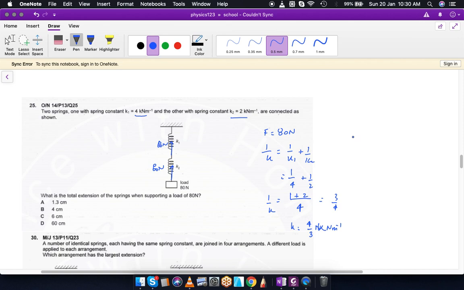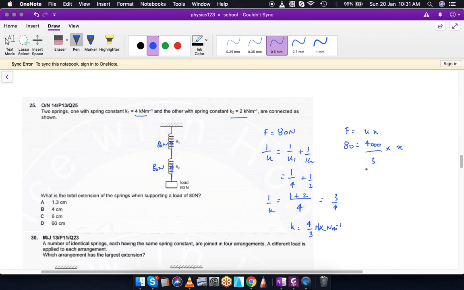Now, we can find the total extension by applying the formula F equals kx, and k, since it's kilo, will be 4,000. I'm multiplying 4 with 1,000, and then 3 times x is what we need to find. That will be the total extension in the system, and the force is 80.